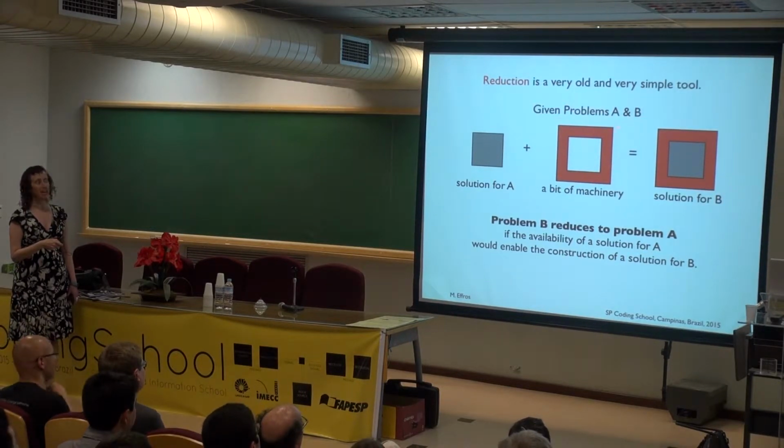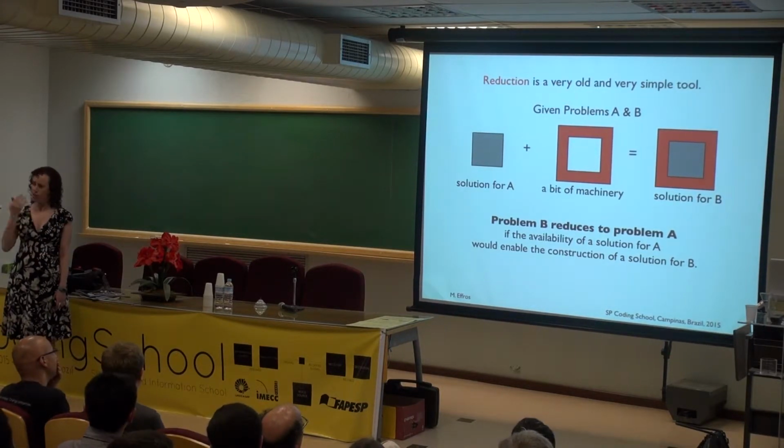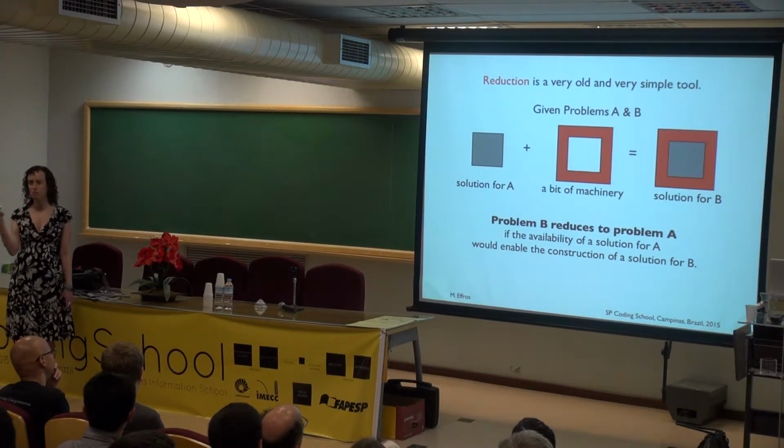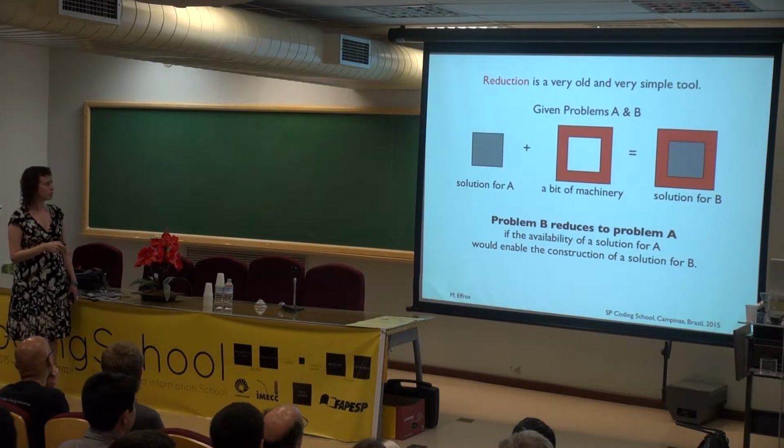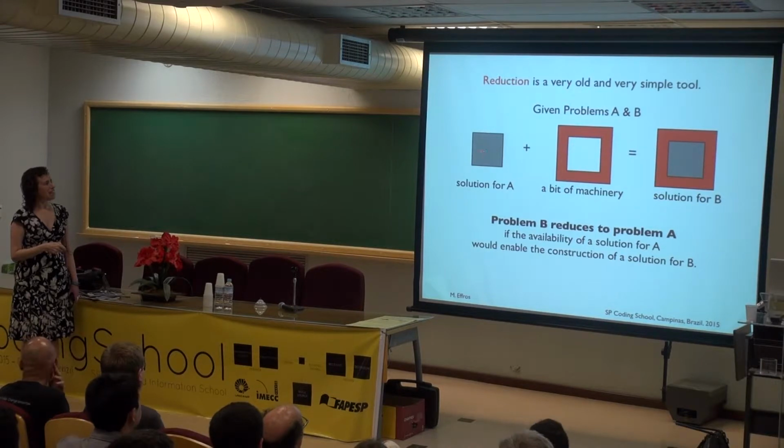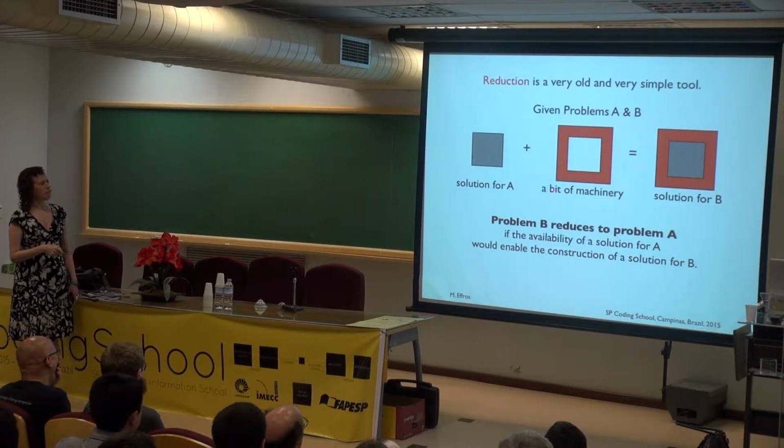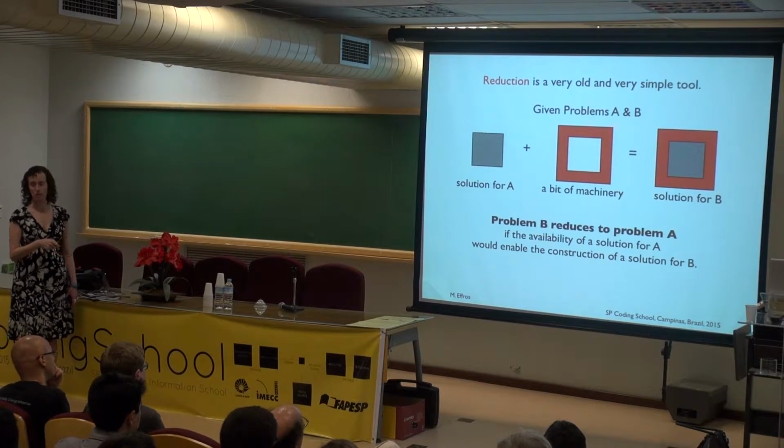So I'll call them problem A and problem B. Don't worry about what the problems are. Just imagine that you have two particular problems that we're interested in. And imagine that if you had a solution for A, you could design a bit of machinery so that combining the solution for A and that machinery would give you a solution for B.